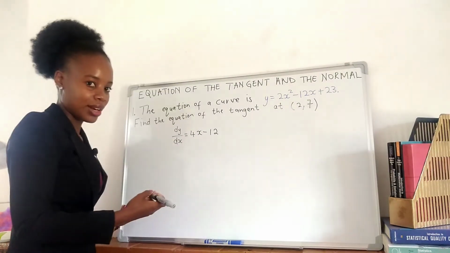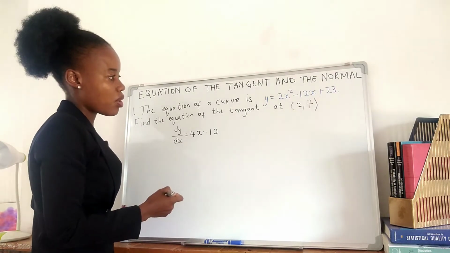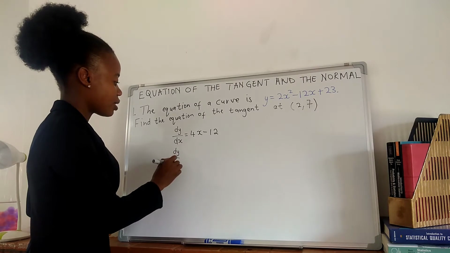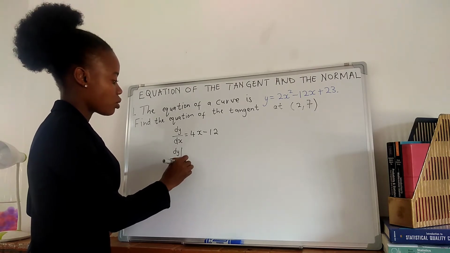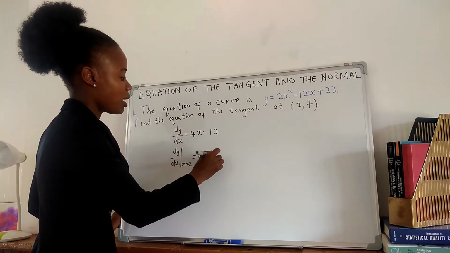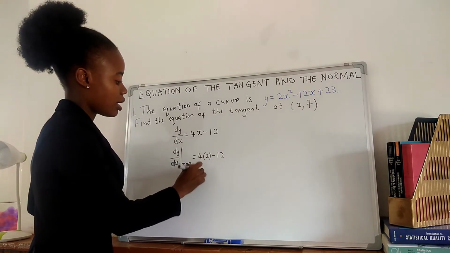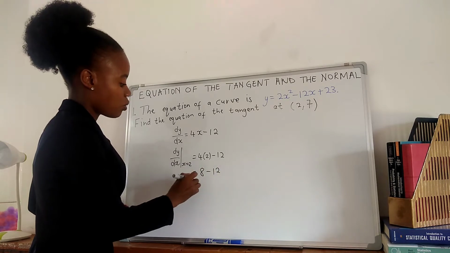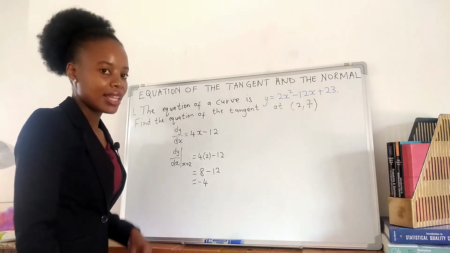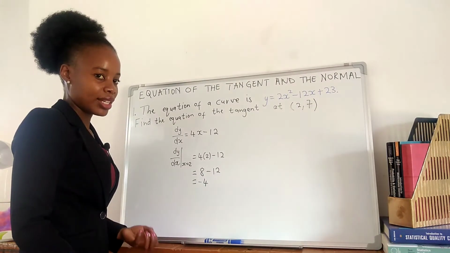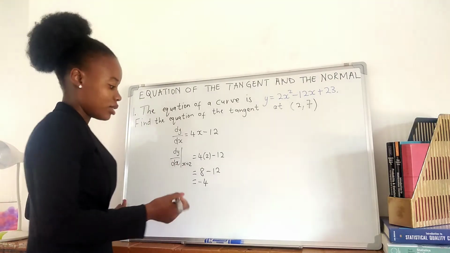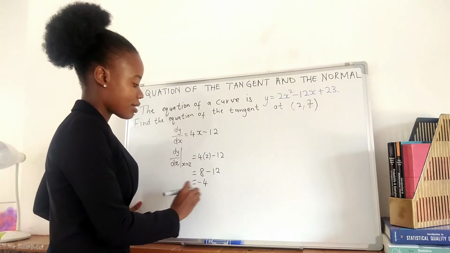We have this, right? We know that the gradient is dy over dx. So we're supposed to find the gradient when x is 2, right? So 4 times 2 minus 12. This is 8 minus 12, which is negative 4. So our gradient is negative 4, right? We are finding the equation of the tangent at (2, 7). We have negative 4 as our gradient.